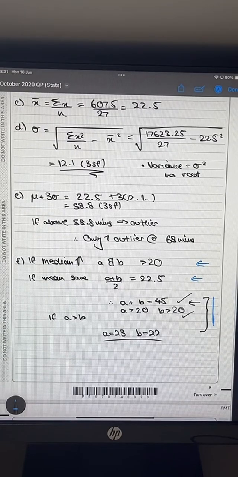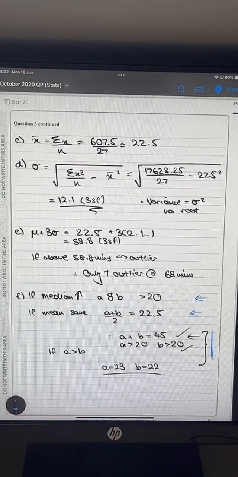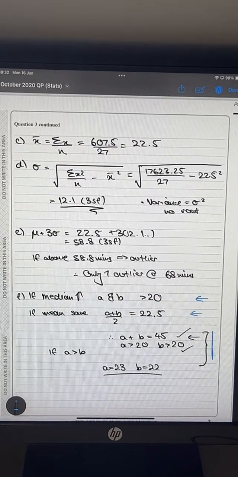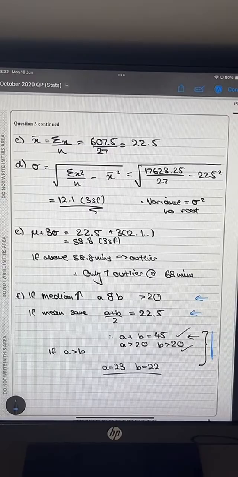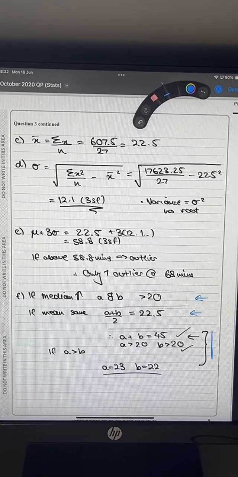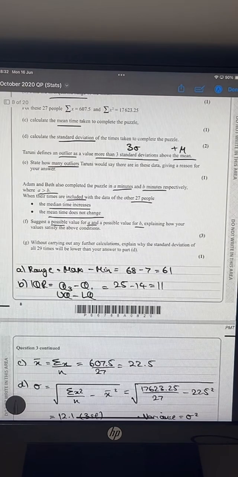So I said, okay, two numbers that are different that add to 45 are 23 and 22. All right, so they're both greater than 20, and A is greater than B, so that's how you do that answer there. Does that make sense? This is just one of those weird logic questions in stats that you tend to get. Awesome, glad it makes sense.